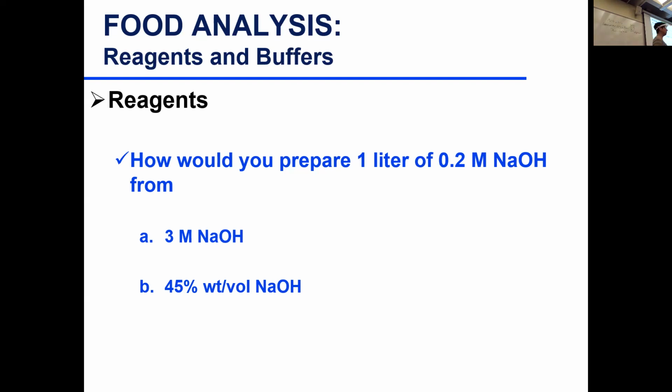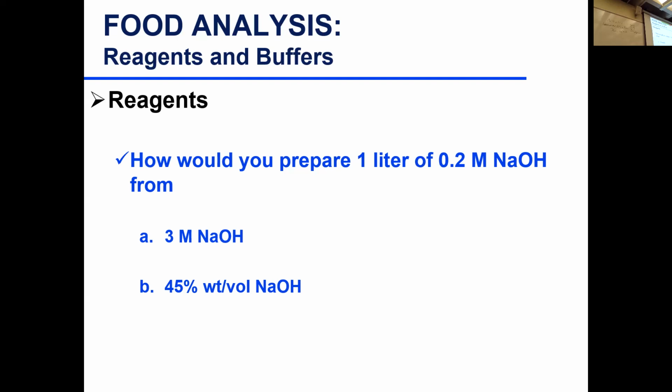Anybody? Okay, Drew. You could do the scientific way, like 45 divided by 100, and if you multiply by 1 mole divided by 40 grams, that way you should end up with 1.125 moles divided by 100 milliliters. I think you're on the right track, but there's some unit confusion a little bit.